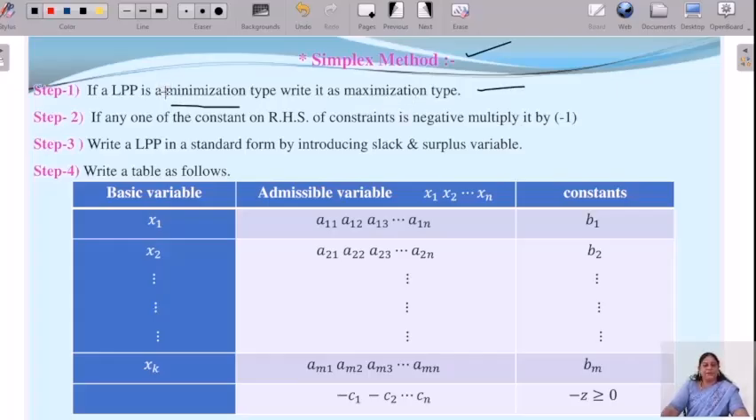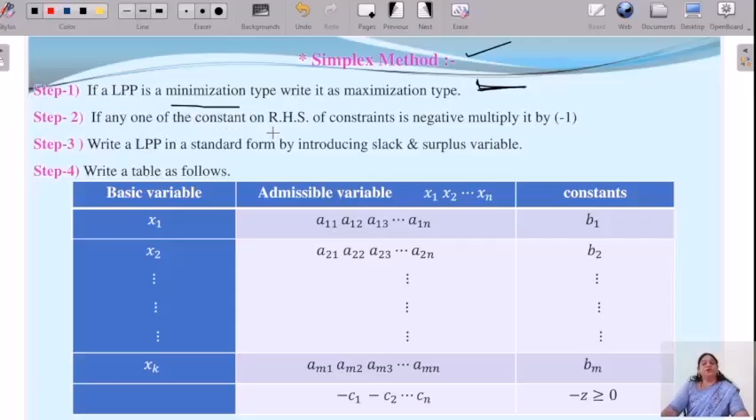Please remember that in our procedure we actually don't convert the minimization into maximization type. We ignore this step, because there are so many reference books and this step is not mandatory, therefore we also ignore this step.